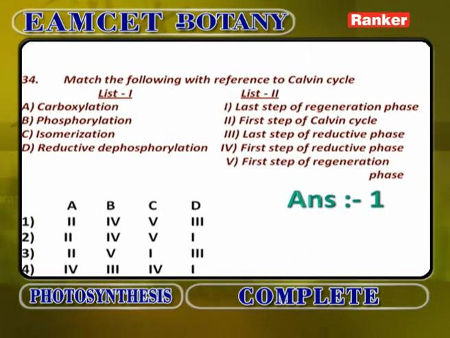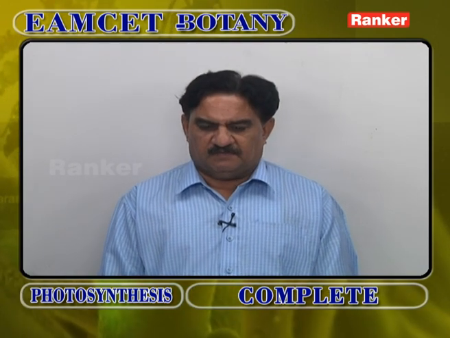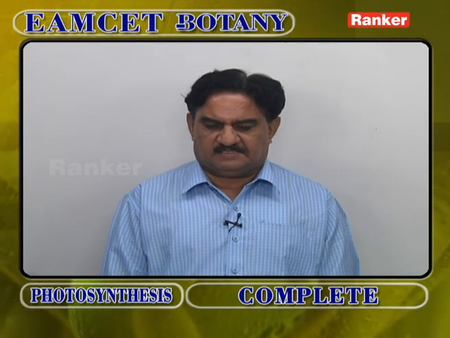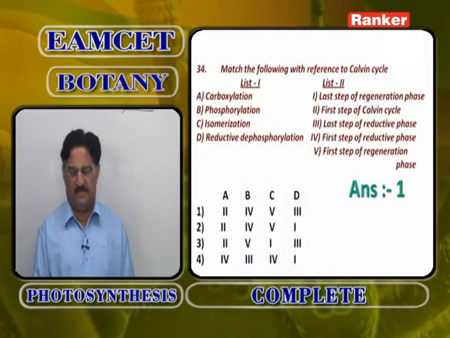Now match the following with reference to Calvin cycle. List 1: carboxylation, phosphorylation, isomerization, reductive dephosphorylation. List 2: last step of regeneration phase, first step of Calvin cycle, last step of reductive phase, first step of reductive phase, first step of regeneration phase. A2, carboxylation, first step in Calvin cycle. B4, phosphorylation is the first step in reductive phase. C5, isomerization, first step in regeneration phase.